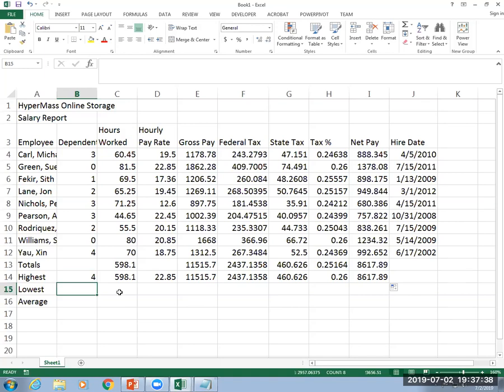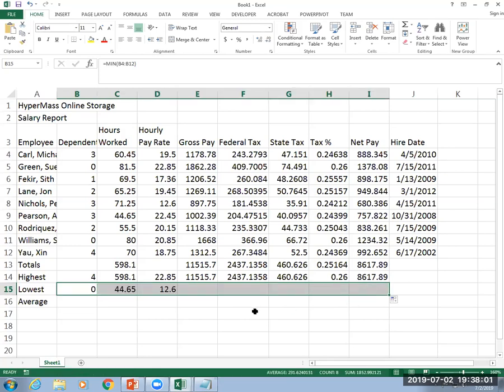Similarly, if I want the lowest, it's equals min. Or I could click on min and select the range that I want the minimum to be. I want it to be B12. And the min going across.